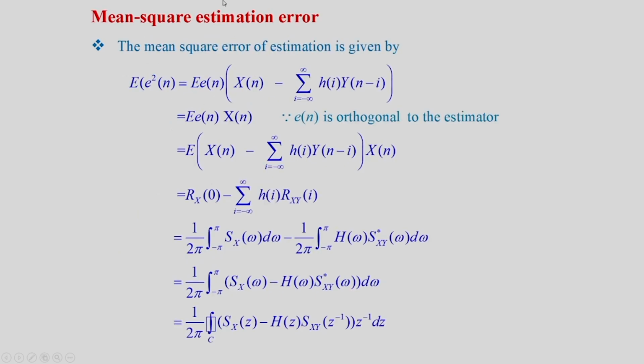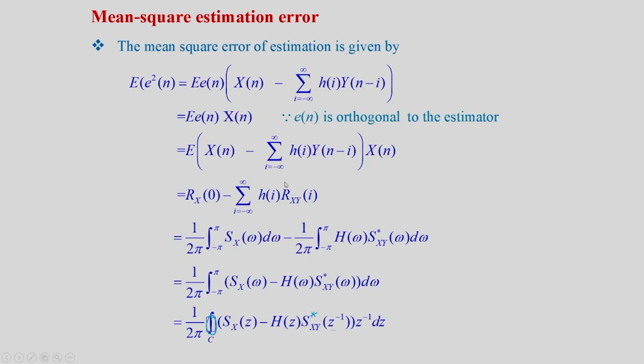Let us find out the mean square error of estimation. The mean square error of estimation is given by E of e square n, that is equal to E of e(n) times e(n). e(n) we are writing like this, x(n) minus summation h(i) into y(n minus i) going from minus infinity to infinity. And since e(n) is orthogonal to the estimator, we can write E of e square n is equal to E of e(n) into x(n). Again expanding e(n), we can write MSE is equal to E of x(n) minus summation h(i) y(n minus i) going from minus infinity to infinity, into x(n). This is the mean square error.